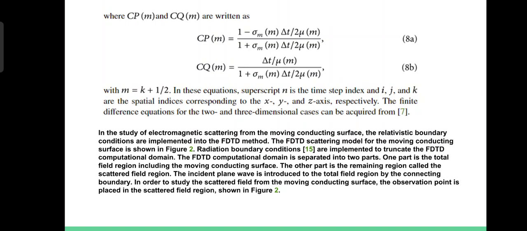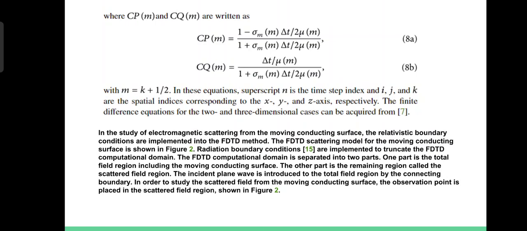Radiation boundary conditions are implemented to truncate the FDTD computational domain. The FDTD computational domain is separated into two parts. One part is the total field region including the moving conducting surface. The other part is the remaining region called the scattered field region. The incident plane wave is introduced to the total field region by the connecting boundary.